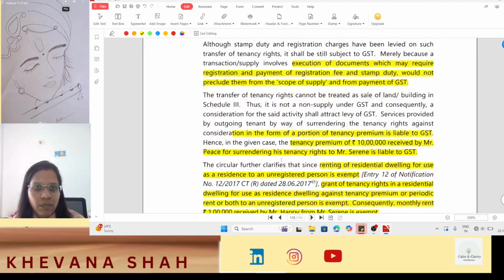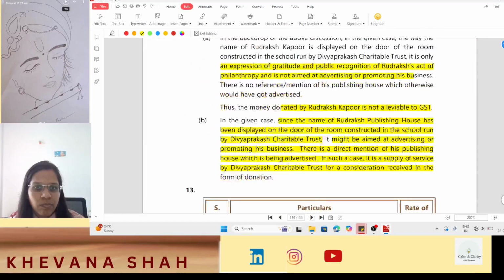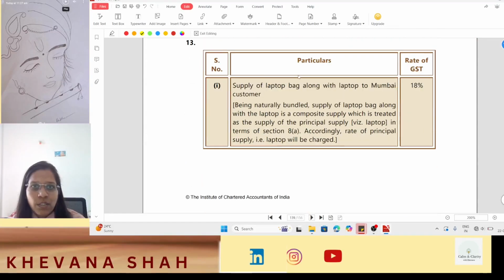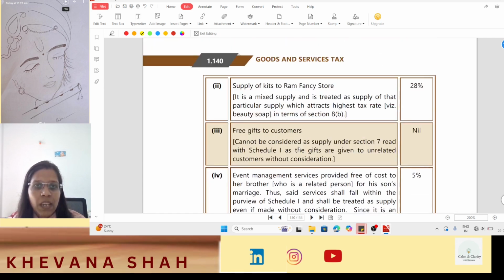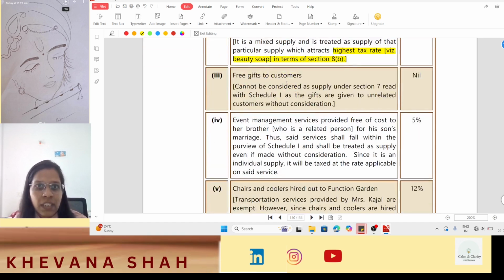Let's check the answer. So see, this, as I told you, it is naturally bundled. It is a composite supply. So we will apply the principal supply rate, that is laptop rate, which is 18%. Then for second, it is a mixed supply. So mixed supply will get the highest rate, that is 28%. Now free gifts will not be considered as supply. Okay, it is specifically given in schedule 1 that free gifts are out of supply, so 0.